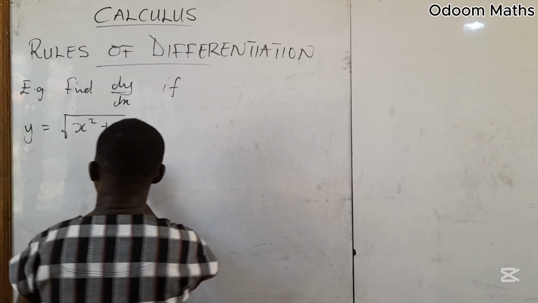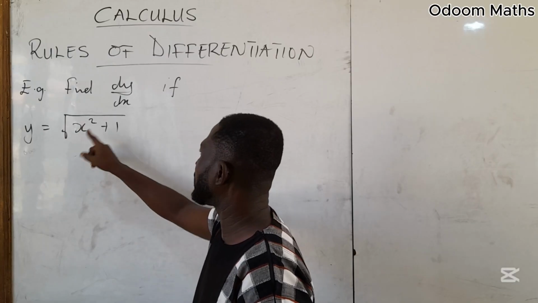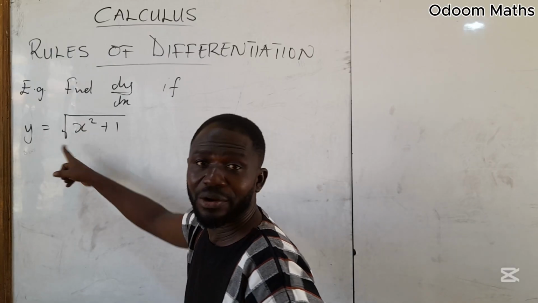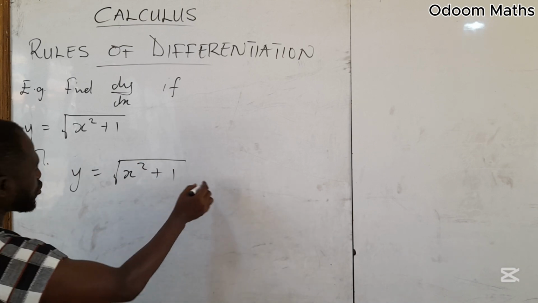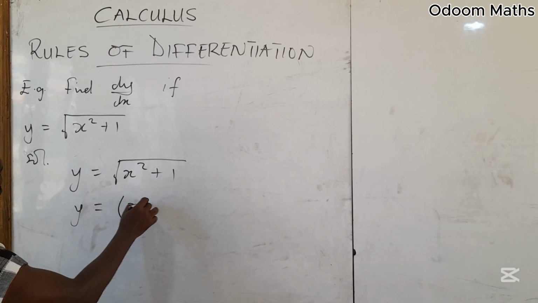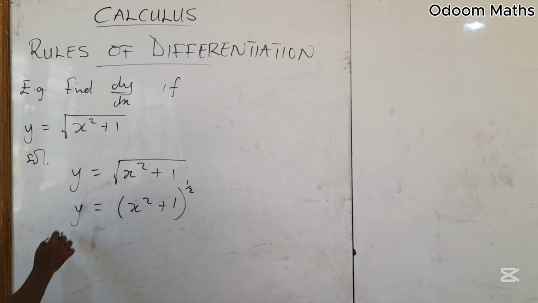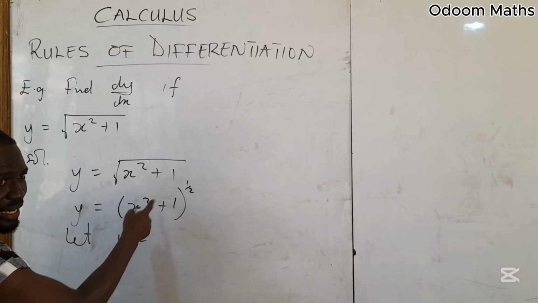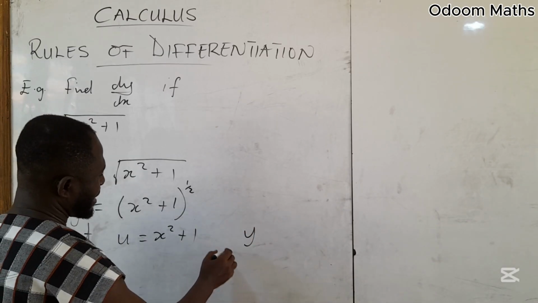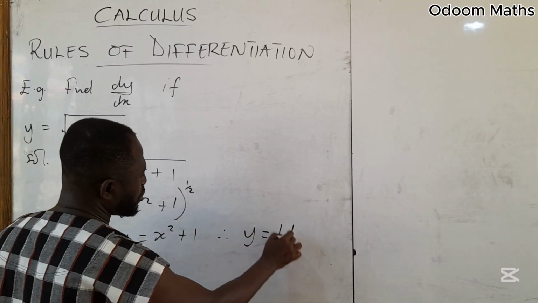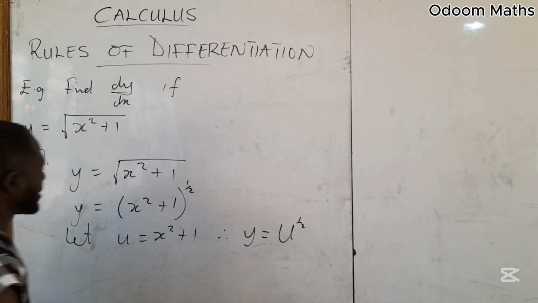Given this problem here, we are told that we should find dy/dx if y is equal to the square root of x squared plus 1. Now we can rewrite this in another form. y equals the square root of x squared plus 1 can also be y equals, in brackets, x squared plus 1 to the power half, because square root means to the power half. Then we let u be equal to what is in the brackets, so that is x squared plus 1. So our y is equal to u to the power half, and u is what's in the brackets.